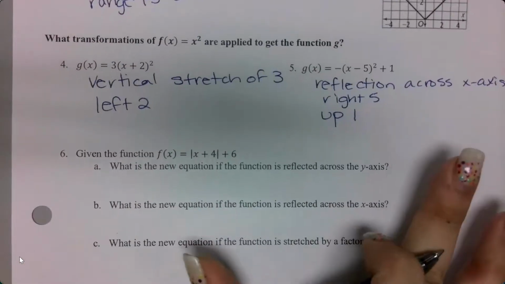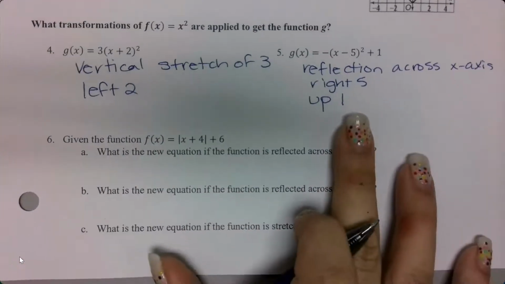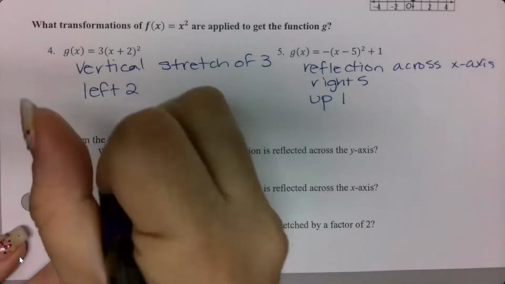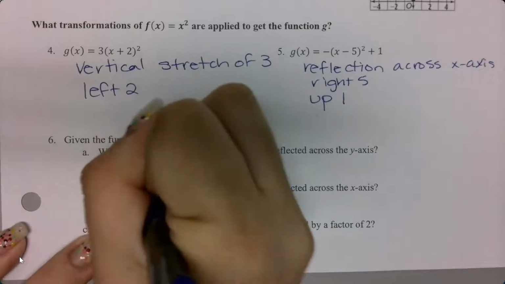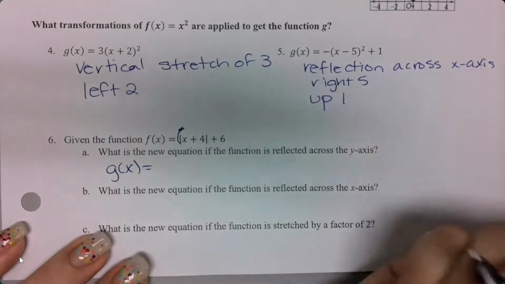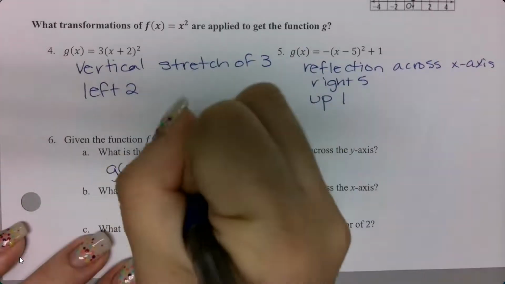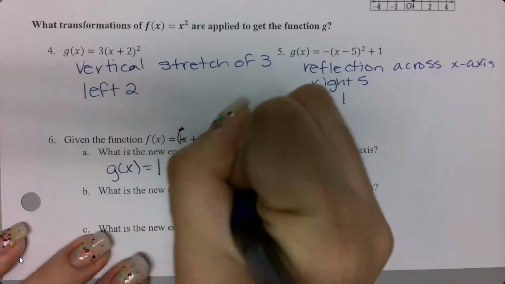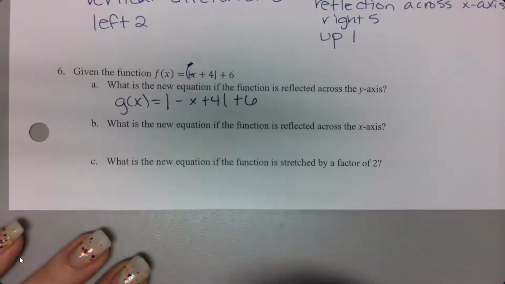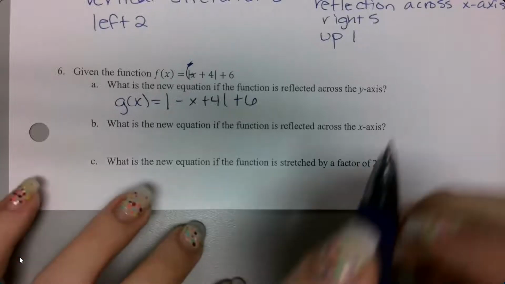Number 6 wants me to write a new function if it is across the y-axis. So I'm just going to use the letter G for my new function. That is going to take the y-axis is just going to take the x and multiply it by a negative. Okay. I think we're assuming we're still using our original function for each of these pieces.